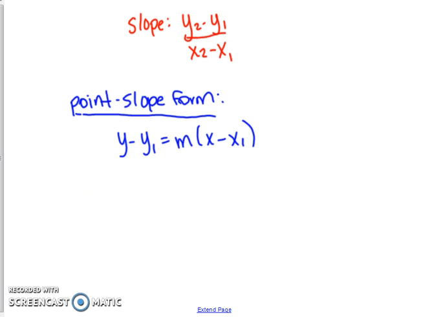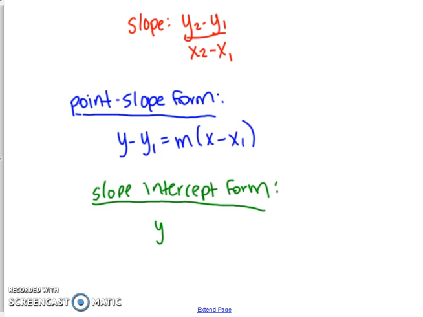And then if you want to do slope-intercept form, that's your y equals mx plus b. So in that one, you'd have to find your y-intercept and then plug it back in to find your equation. Point-slope form is just a little bit faster.